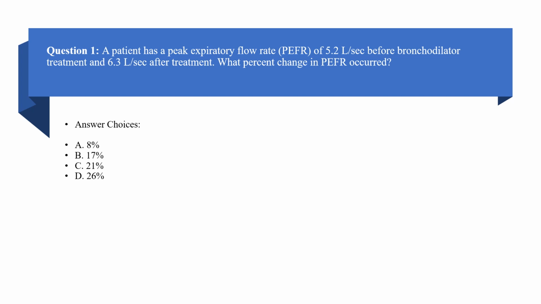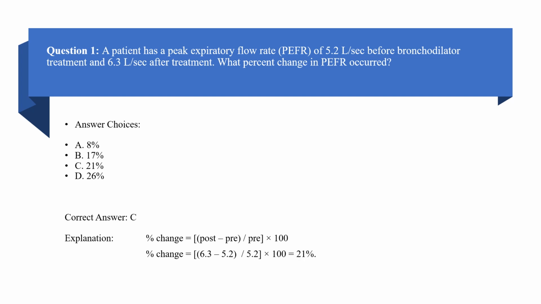All right. So let's take a look at the answer, which in this case is C. But more importantly, let's take a look at why. So the explanation, percent change equals post minus pre, the 6.3 minus the 5.2, over pre, over the 5.2, times 100. In this case, 6.3 minus 5.2, or 1.1, over 5.2 times 100 is indeed 21%.